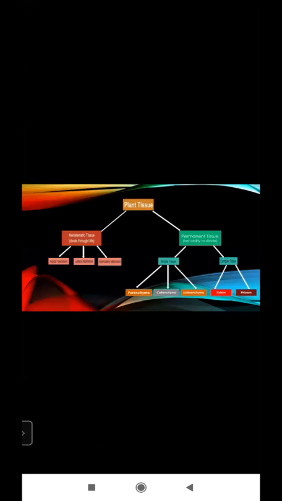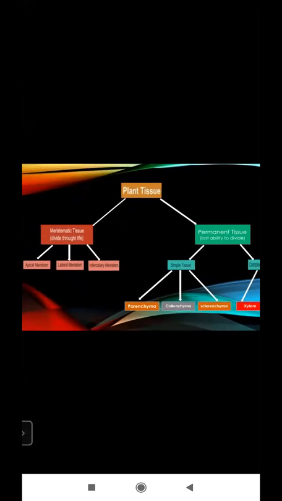Let us just quickly recap what we have learned in our last class. We have dealt with the meristematic tissues, which are the tissues that can divide and redivide throughout their life. And we have seen three types of meristematic tissue: apical meristem present at the tips of root and stem, lateral meristem present near the base of the petiole, and the intercalary meristem which is present within the girth of the stem.